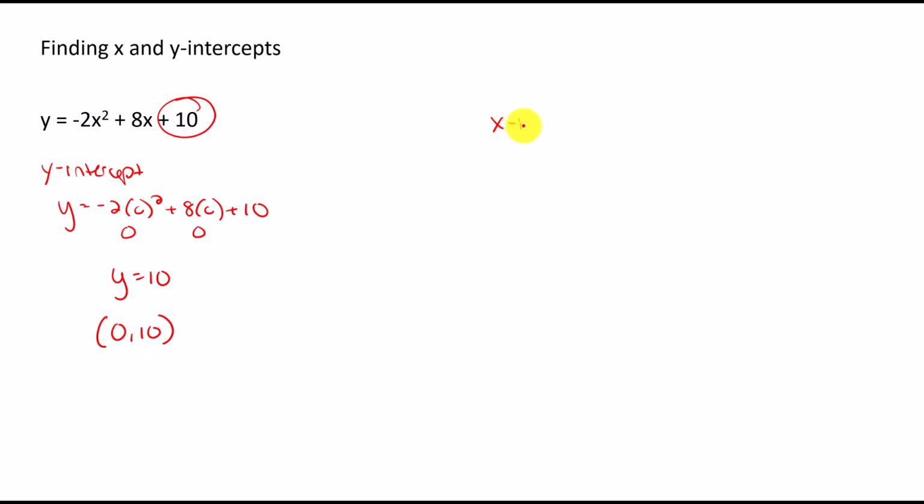But for our x-intercepts, again, you can always factor or use quadratic formula, but for these problems, you're going to have this written in completed square form anyway. And for this one, completed square form looks like this.